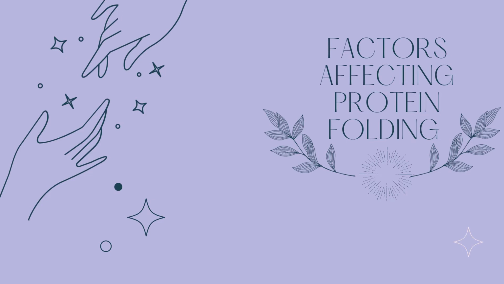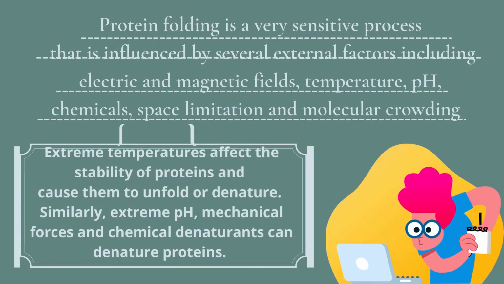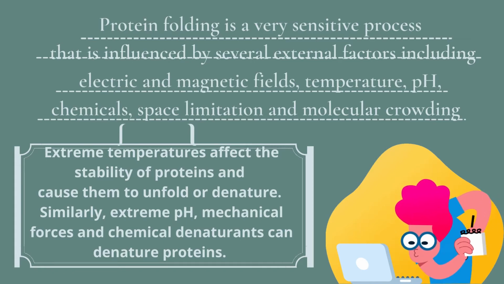So, there are factors that affect protein folding. In the next slide, we are going to talk about them and explore more. Protein folding is a very sensitive process that is influenced by several external factors, including electric and magnetic fields, temperature, pH, chemicals, space limitation, and molecular crowding. Extreme temperatures affect the stability of proteins and cause them to unfold or denature. Similarly, extreme pH, mechanical forces, and chemical denaturants can denature proteins.